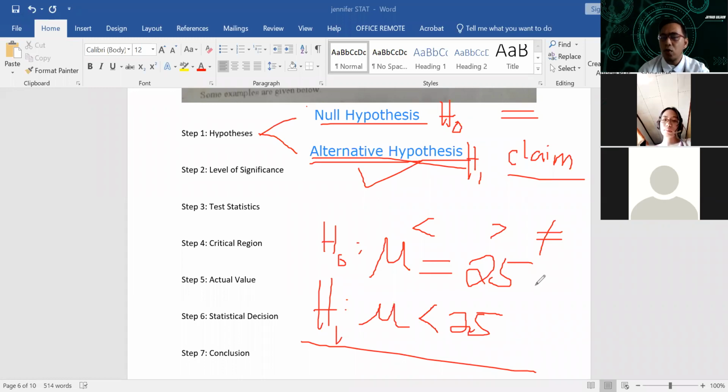Again, I want you to take down notes. Again, step 1, we are done. We determine the null and alternative hypothesis. Don't you worry. As we go on to our examples later, you will understand kung saan din na usaon naman. Okay? We're done with the hypothesis, step 1.